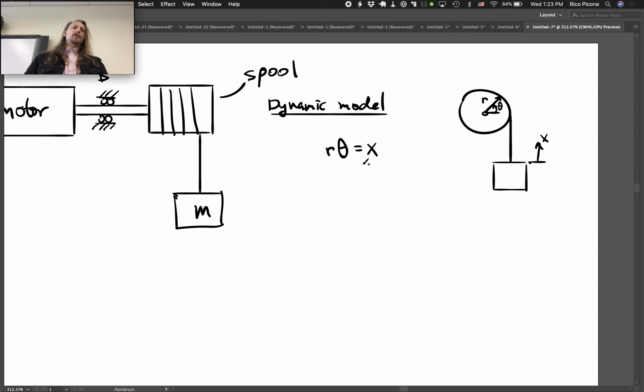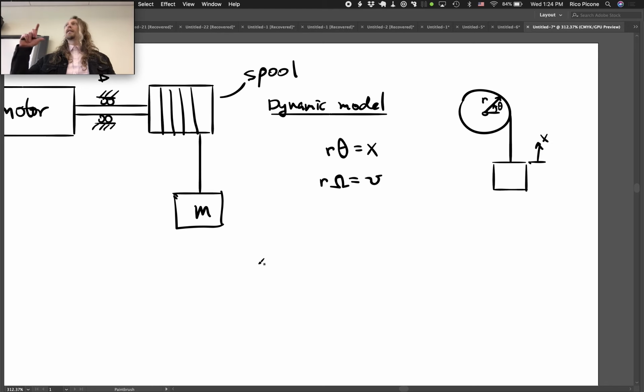And since we like to work in angular velocity and translational velocity, we take the time derivative of this. We have r omega equals v, where v is the velocity of the mass. We're assuming here that there's no stretch in the cable. We're going to assume that throughout this problem. It's a little bit more complicated if you don't make that assumption.